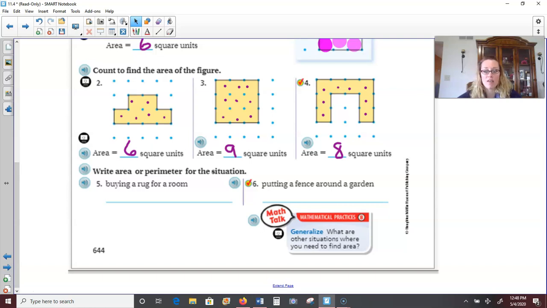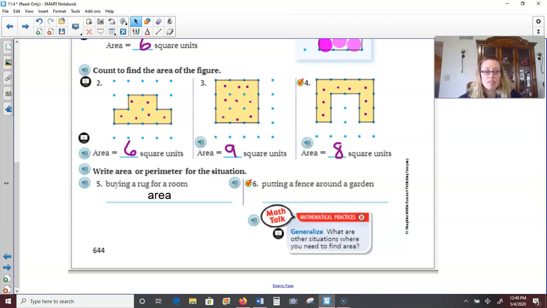What would she need to calculate? Would she need to calculate the perimeter of her room or the area in order to buy a rug for it? Think about a rug, it's going to cover some space. So if you're thinking area, you are correct. She would need to calculate the area in order to buy a rug for her room.